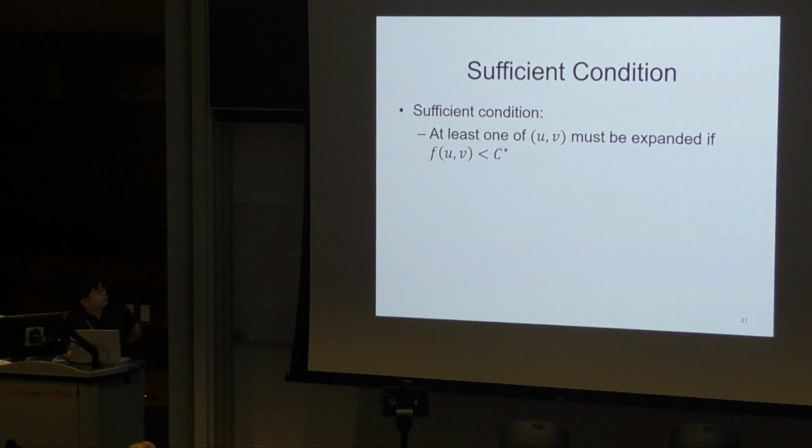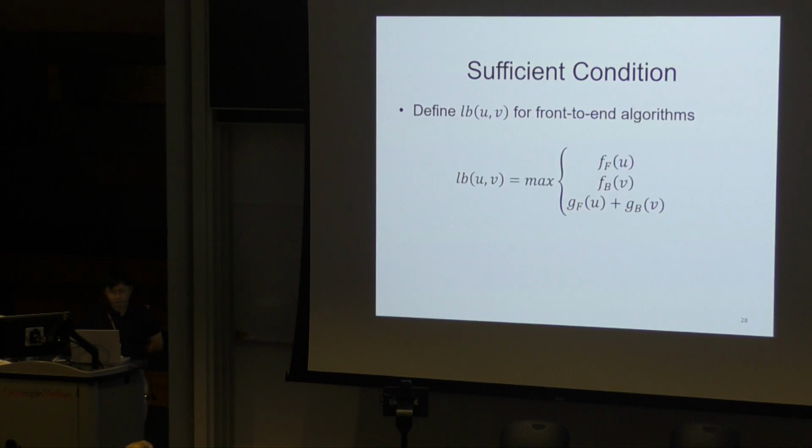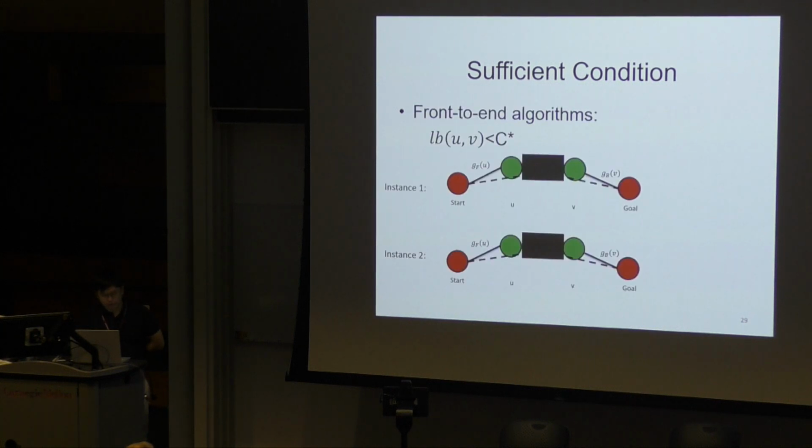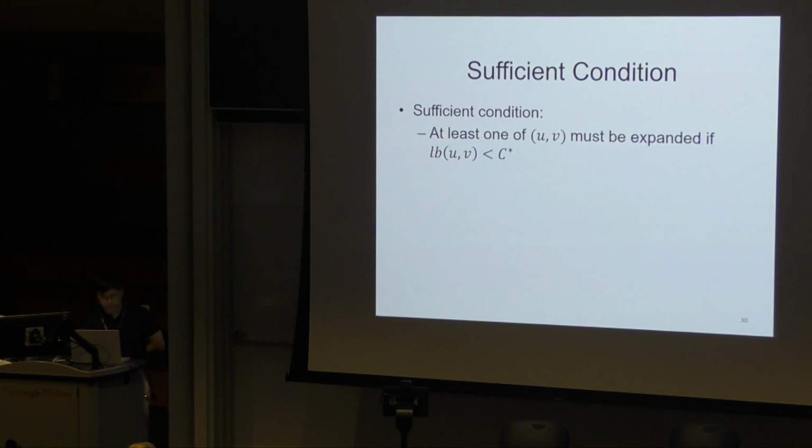So, a quick summary is that we have this sufficient condition for front-to-front search. I'm not going into the details of front-to-end search because we have to figure out the math there. But the idea is the same. We can always create a counterexample, and the algorithm will fail on that example. Then, with our definition of LB-UV, if we know the LB of UV is less than C star, then one of the pair must be expanded.